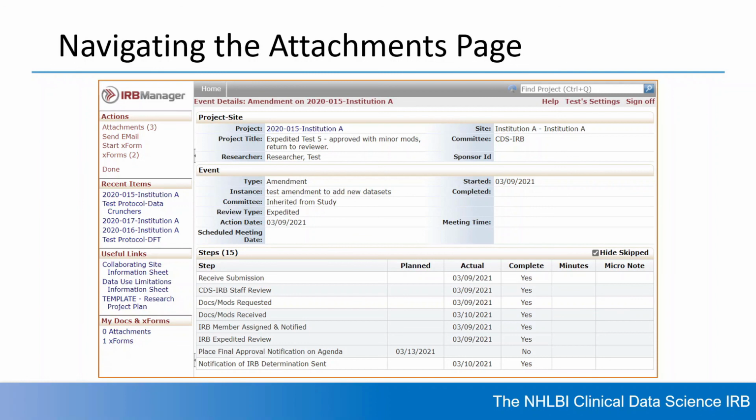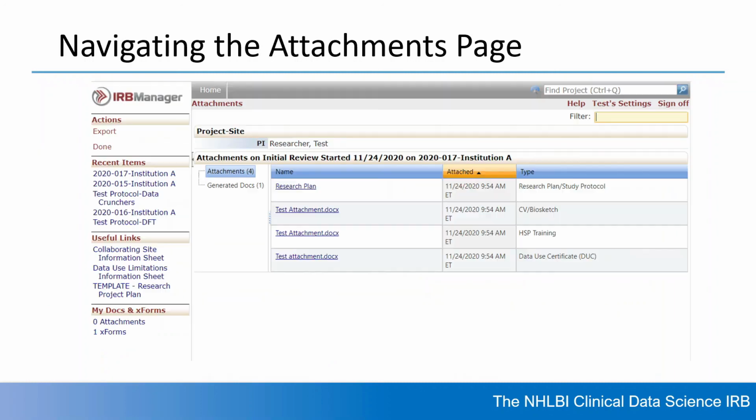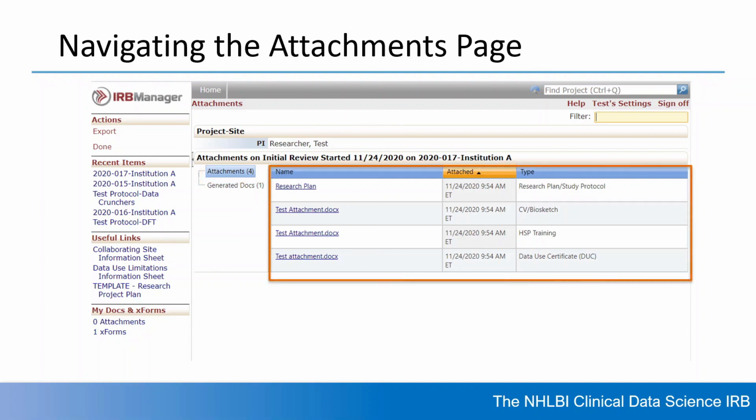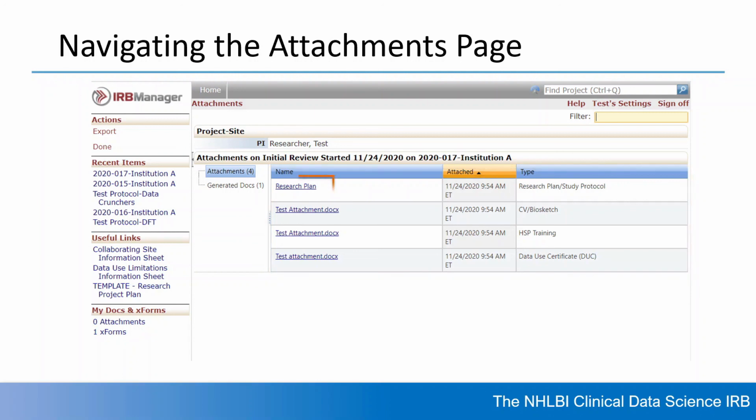From the Events Detail page, a user can click the Attachments link under the Actions menu to open up the Attachments page. A new window will open. Here, a table of all attachments associated with the event can be found. By clicking on the name of the attachment, the document can be downloaded.